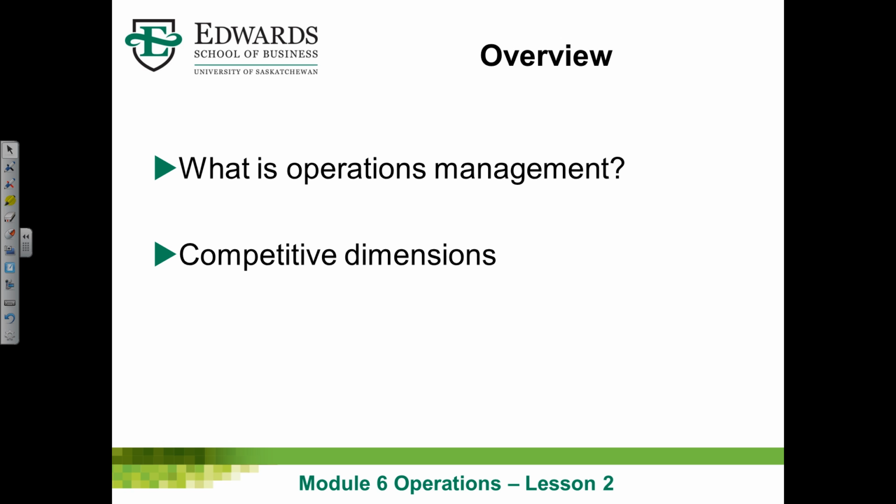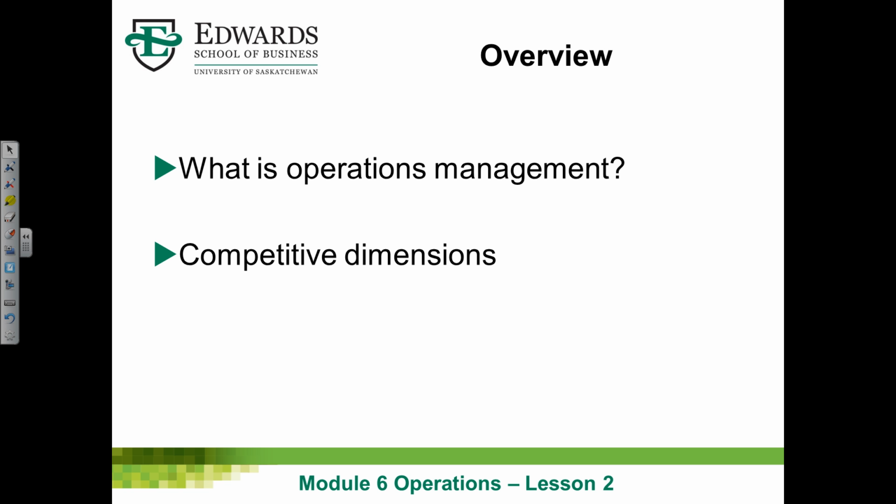The second thing that I want us to do in this particular lesson is to look at what's called competitive dimensions. There are four major competitive dimensions from an operations management context, and we're going to spend some time going through each of the four dimensions. I'm going to provide examples of those particular dimensions, as well as the key decisions from an operations management perspective that need to be made if you want to compete on any of those four competitive dimensions.